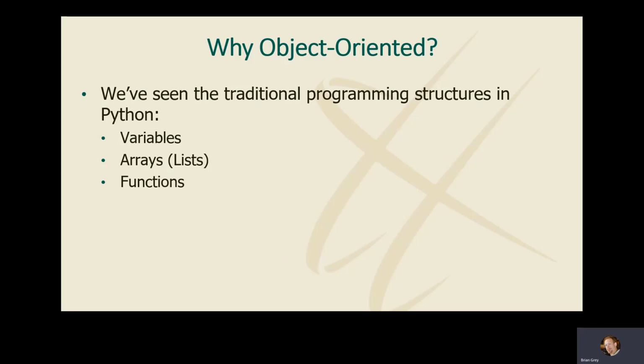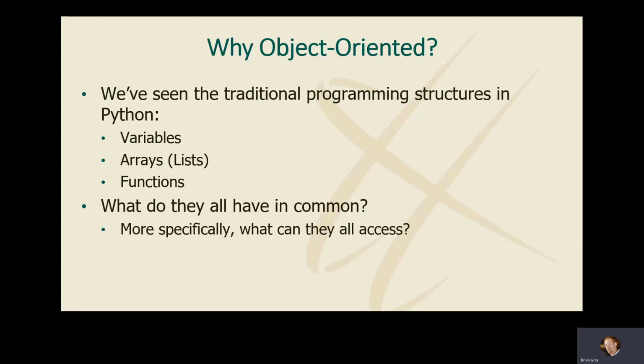So what do these three things have in common as we've been coding them so far? And more specifically, I guess the question is, what can they all access? And the answer is they can all access each other. They have what is called a shared state space. What does this mean? What does it mean when we talk about program state? Well, program state is the current condition of the program. What is your data? What are the various flags? Where in the program are you?